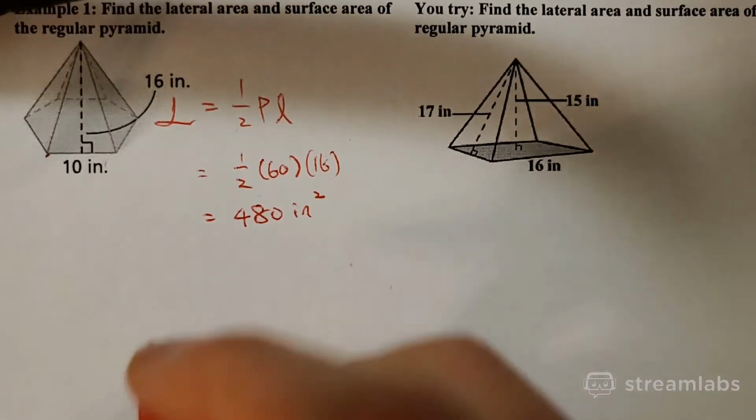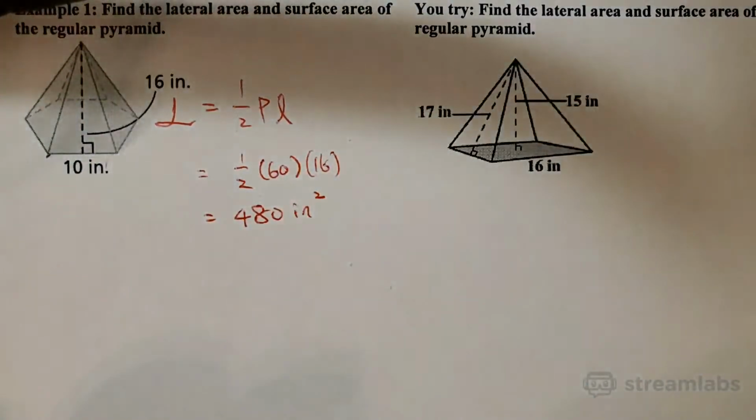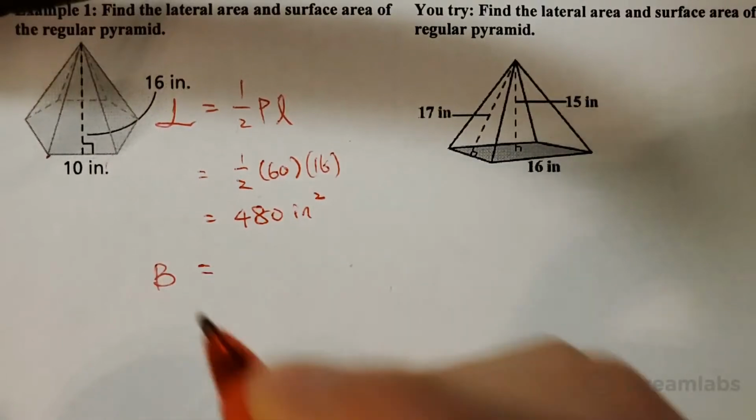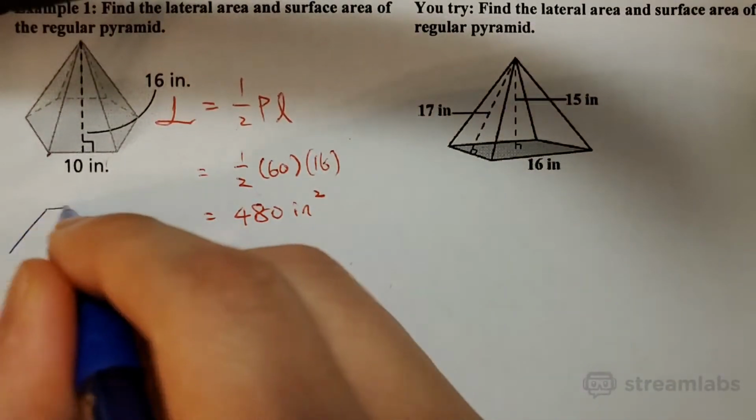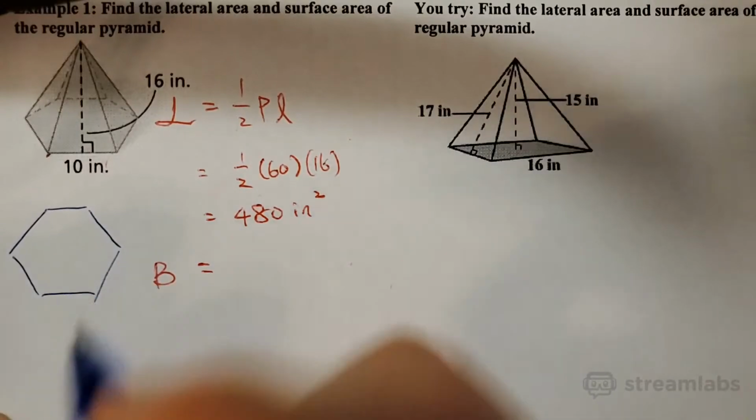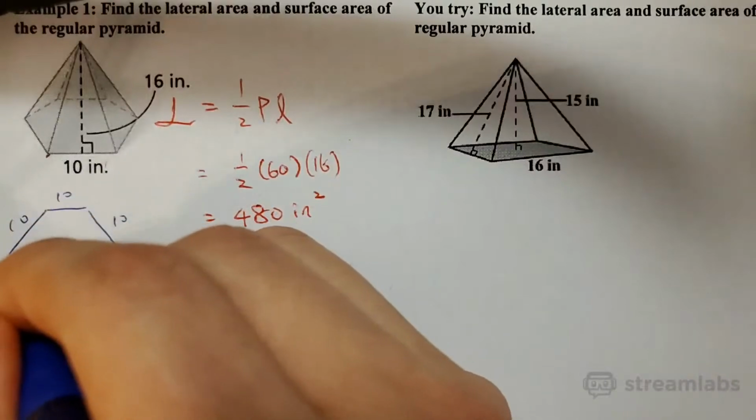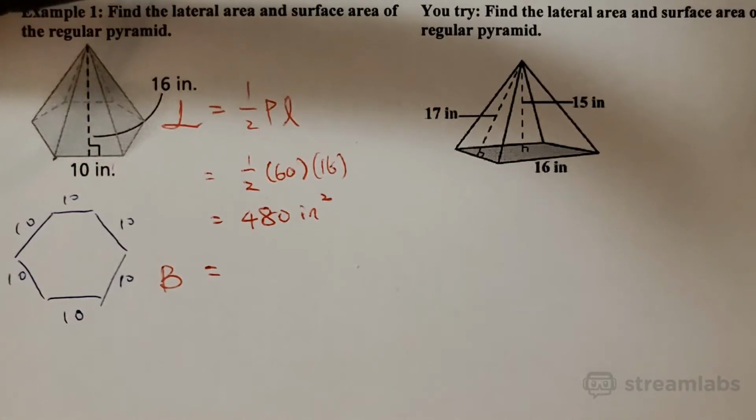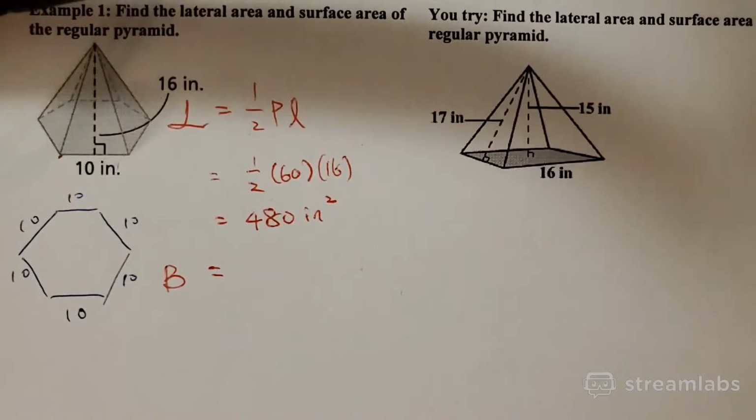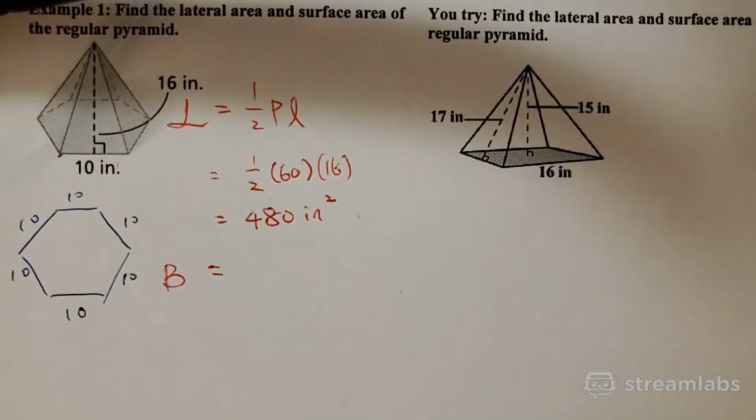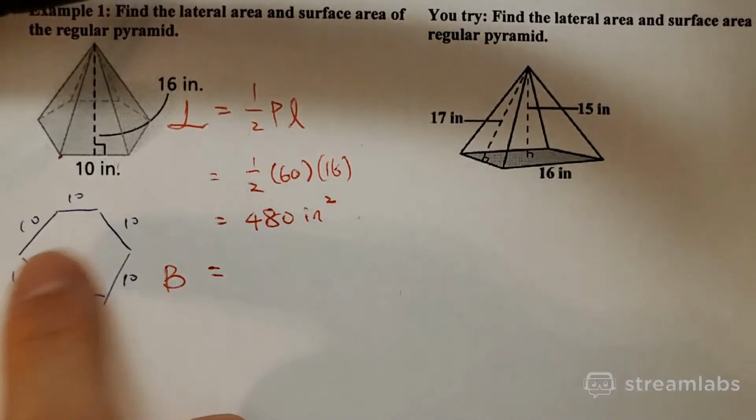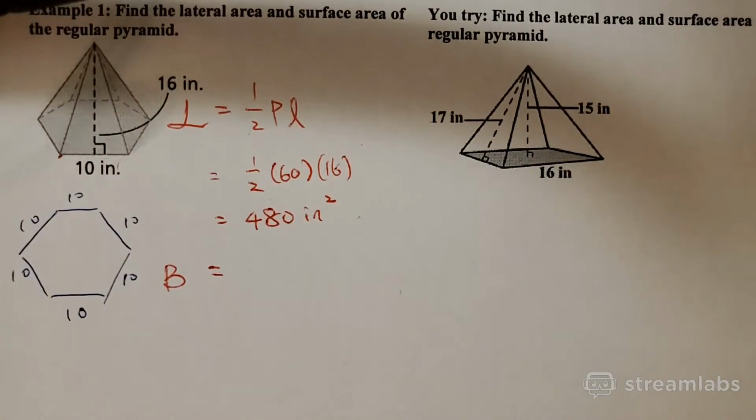That's lateral, right? Lateral means the triangles around it. And now we're going to look at the base. What shape is this base? Well, we have been doing this for a long time already. Hexagon. Side length 10. Alright, since we've done this so many times, I want to give you 2 minutes to do this part. And afterwards, you can add them up to find the actual surface area, right? Because the base area plus the lateral area will be the surface area. I want you to spend 2 minutes to find the area of this hexagon, okay? Go.